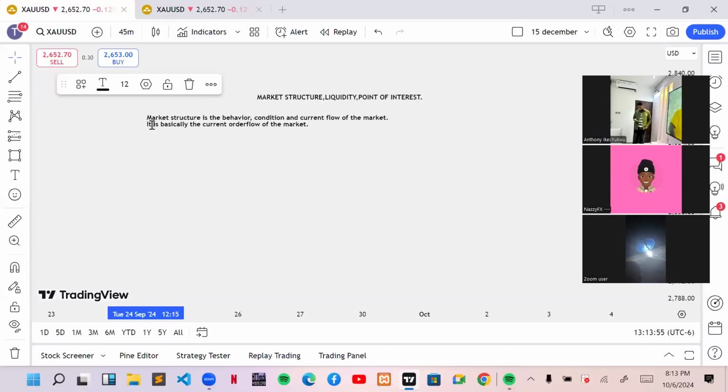Simple as that. Then there are two types of market movements. There's the trending market, and then there's the ranging market.